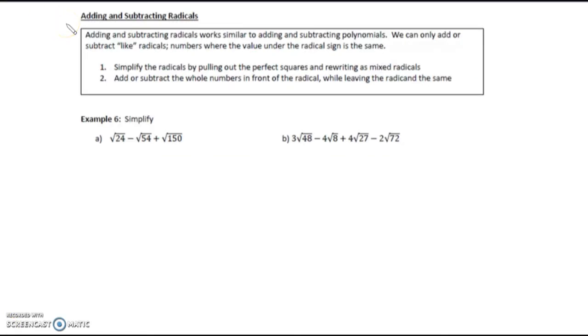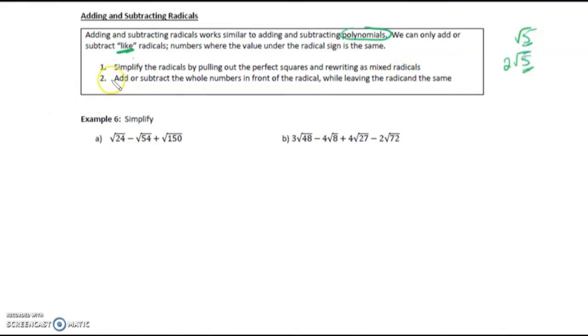Adding and subtracting radicals. Adding and subtracting radicals works similar to adding and subtracting polynomials. We can only add or subtract like radicals, numbers where the value under the radical sign is the same. So we could add root 5 and 2 root 5 since the number under the radical sign is the same.